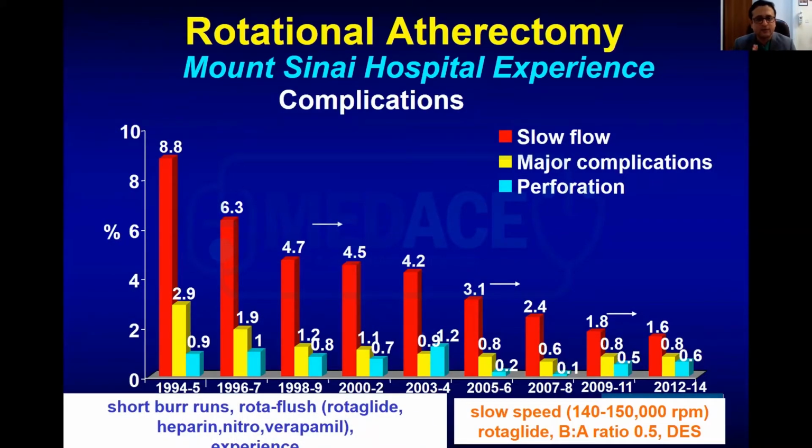This was the data. My fellow is going to show our Shifa data. This was our Sinai data, where we realized that over the years, certain things helped us improve our outcomes. We do the highest number of rotablations in the US, and what we found was reducing the speed to 140 to 150,000 RPM using Rotaglide, keeping the burr-to-artery ratio around 0.5, and then obviously the invention of drug-eluting stents helped. These were some of the things that made our procedure safer.